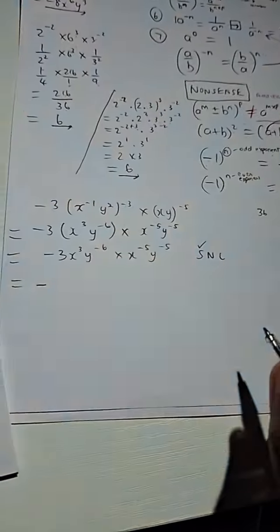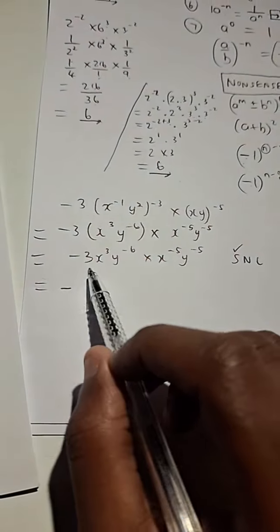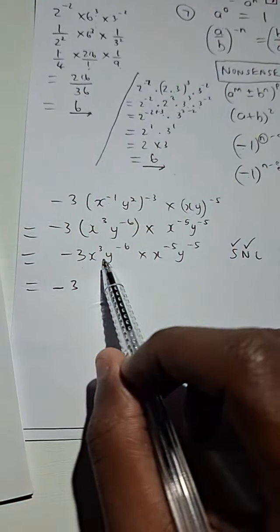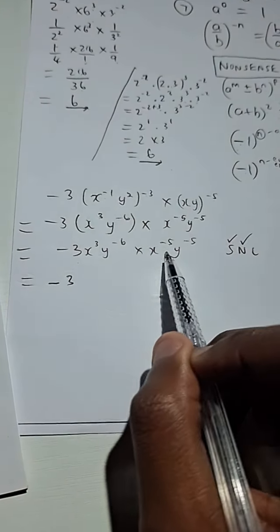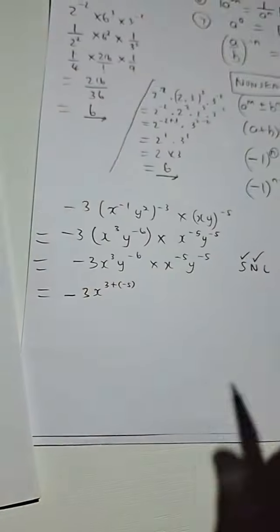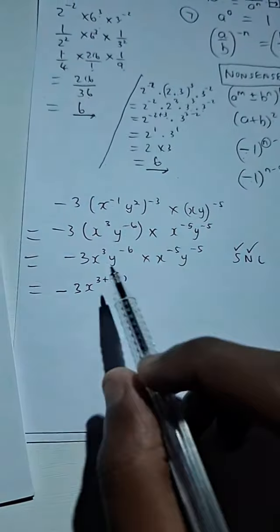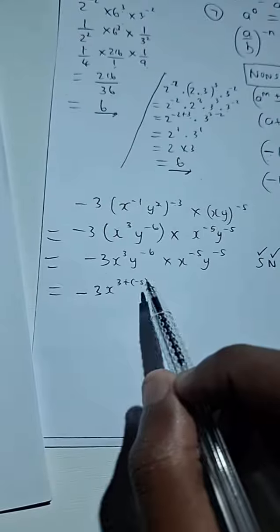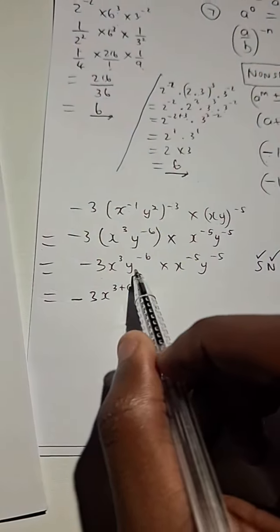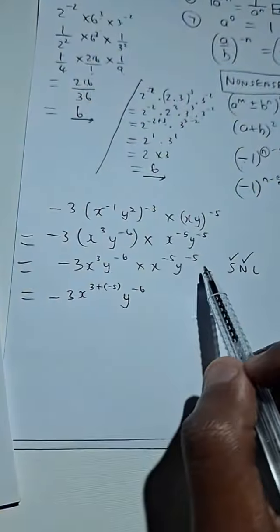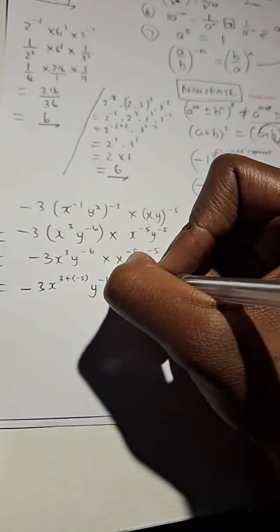So sign has been taken care of. We move on to the number. 3 times the one that I cannot see is 3. Number has been taken care of. Go to the letter. X to the power 3 times x to the power -5. That's x to the power 3 plus -5. Okay, but I know positive times a negative gives me a negative. So in the next step, I'm going to resolve that sign and get the answer. Then y, with that y, we multiply y to the power -6 plus -5.